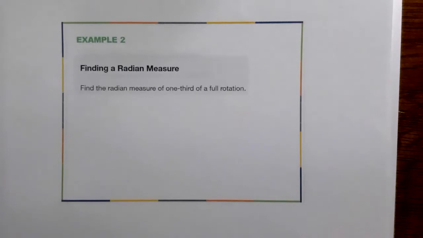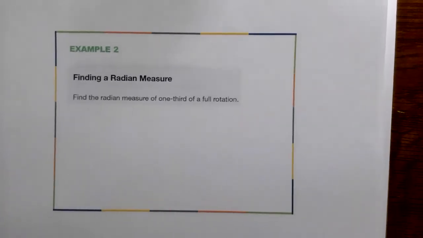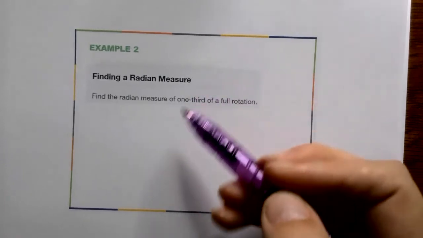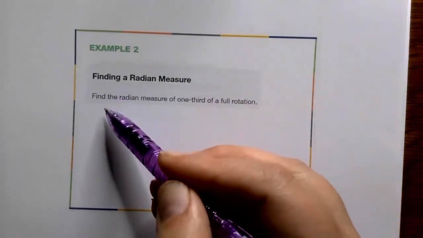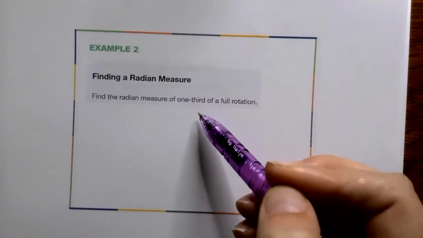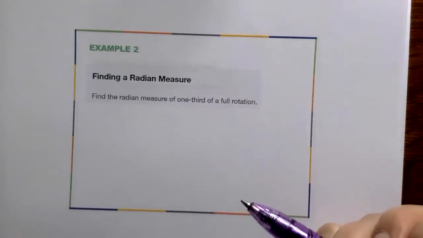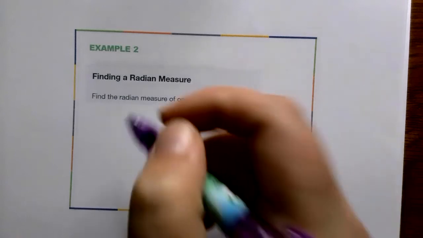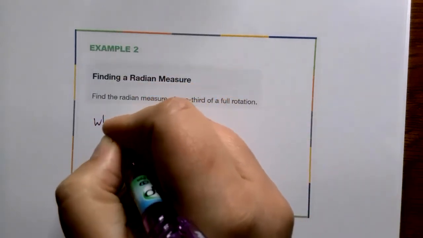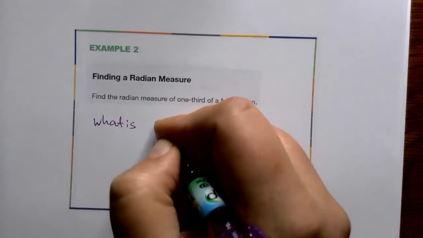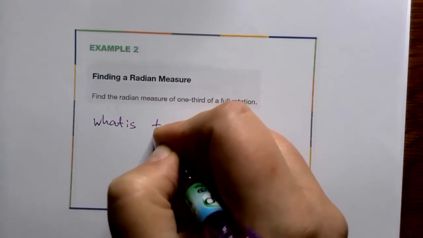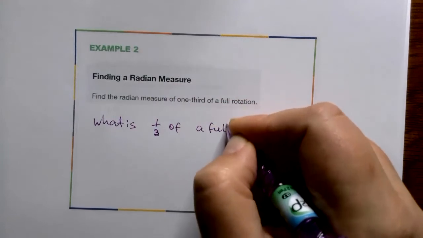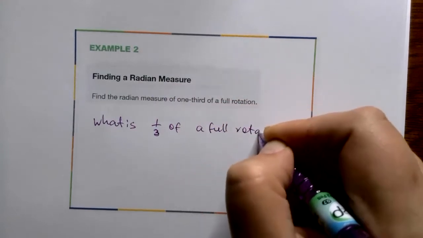Okay, so how do we operate with radian measure? Well, here's an example. It says find the radian measure of 1/3 of a full rotation. So what is 1/3 of a full rotation? That's our question.